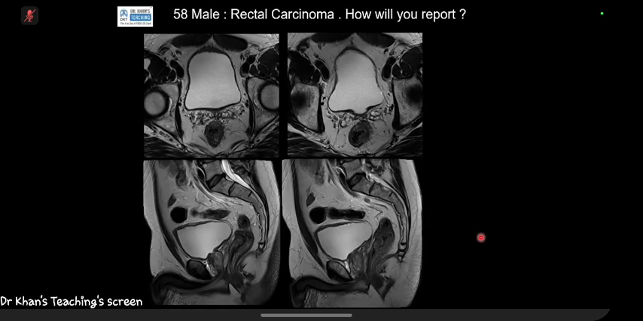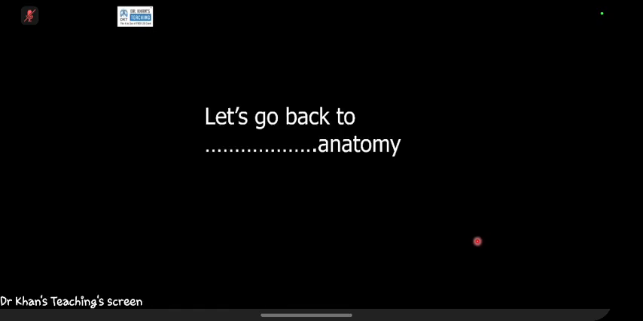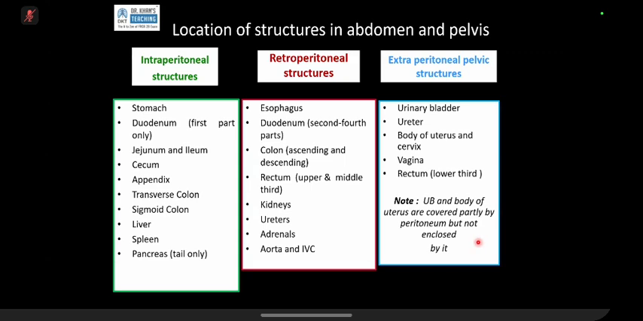So this is a case. How do we report? Let's go back to the anatomy. Please remember that. It's a very concise rectal carcinoma session, and I'll just take 10-15 minutes for this. Otherwise, it's a very longish subject. Just to give you an idea.